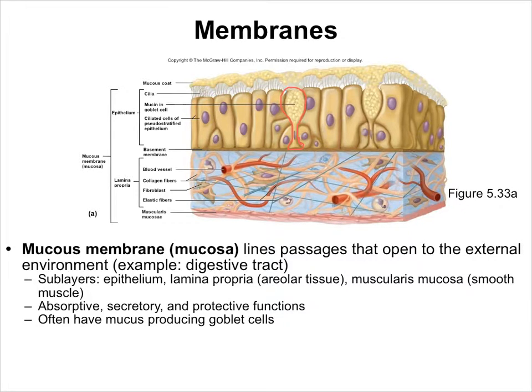And the goblet cells produce mucus. Mucus is a mixture of polysaccharide and water. And when you mix a thick polysaccharide and water, basically what you get is snot. It could be thick snot, it could be thin snot, but it's snot. That's what mucus is.